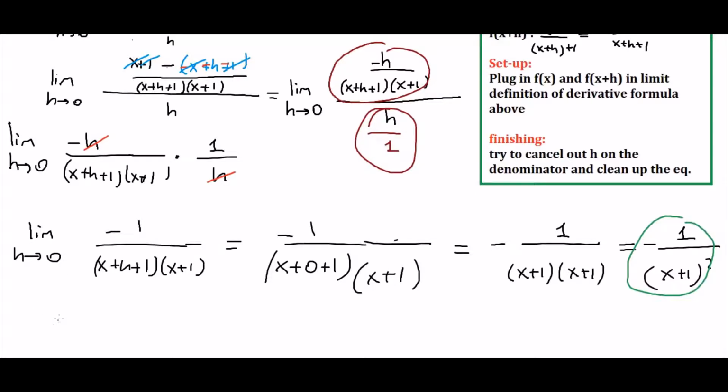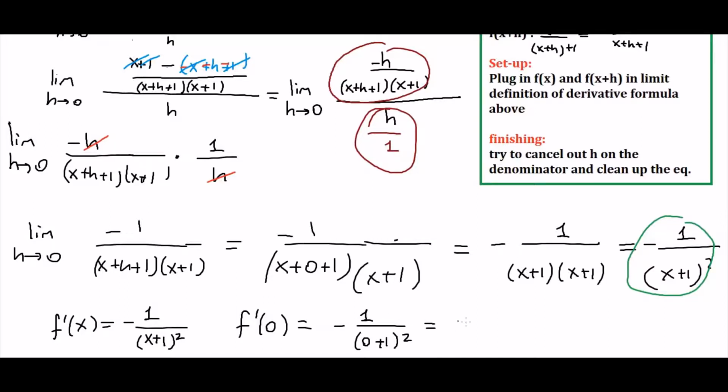So our general formula for the derivative, f prime of x, is equal to negative 1 over (x + 1) quantity squared. If you would like to know what the derivative is at 0, then we have to plug 0 into x. So f prime of 0 is equal to, wherever x is 0, negative 1 over 1, which is negative 1. So the derivative f prime of 0 is negative 1. If you would like to know what the derivative is at a specific point, you're going to plug in the x coordinate here.